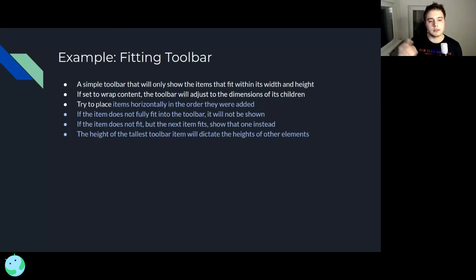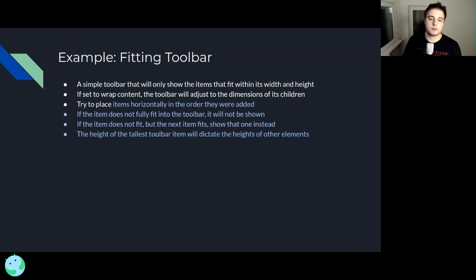So we have two items, and the third one doesn't fully fit, so we won't show it. If an item does not fit, but let's say the next item fits, we're going to show that one. So you can almost think of it like squeezing all the other ones into the overflow. In some more advanced implementation, you could have an overflow button. So everything that doesn't fit in the toolbar, you can push into the overflow. And if there are some items that are larger than the other ones, you still want to use as much space as possible by putting the smaller ones first and then having the other ones in the overflow.